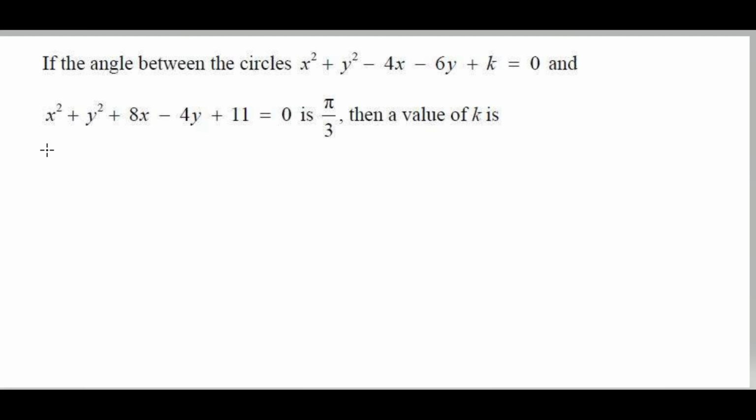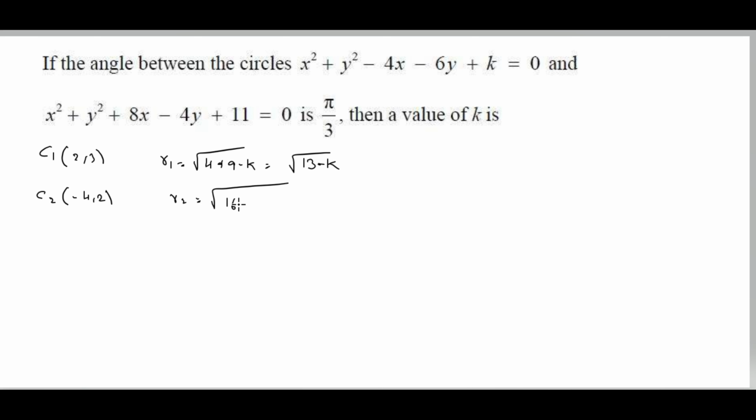So first we find the center of the first circle C1, that is 2 comma 3, and radius R1 is equal to root over 4 plus 9 minus k, that is root over 13 minus k. And the center of the second circle C2 is minus 4 comma 2, and R2 is equal to under root of 16 plus 4 minus 11, that is 20 minus 11, that is root 9, which is 3. Here the angle between the circles is given, that is pi by 3, 60 degrees.